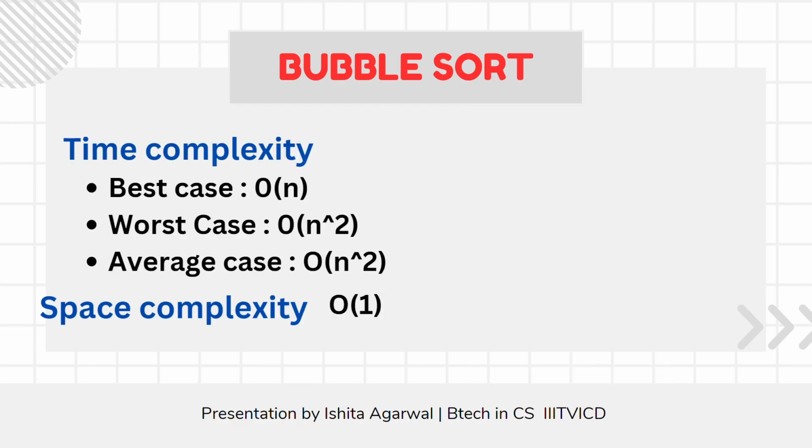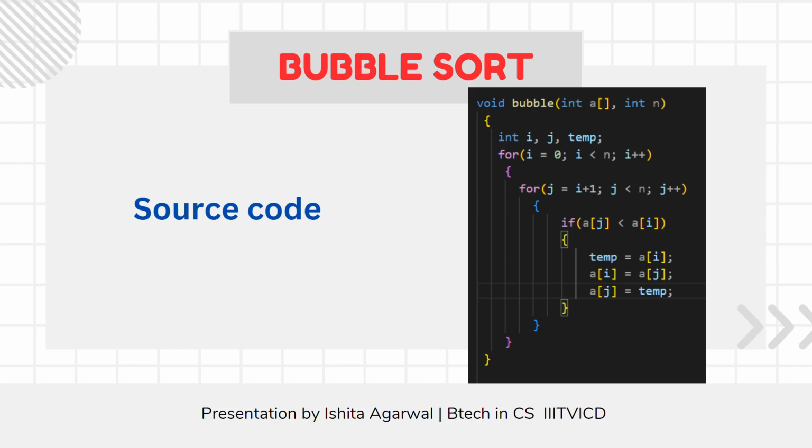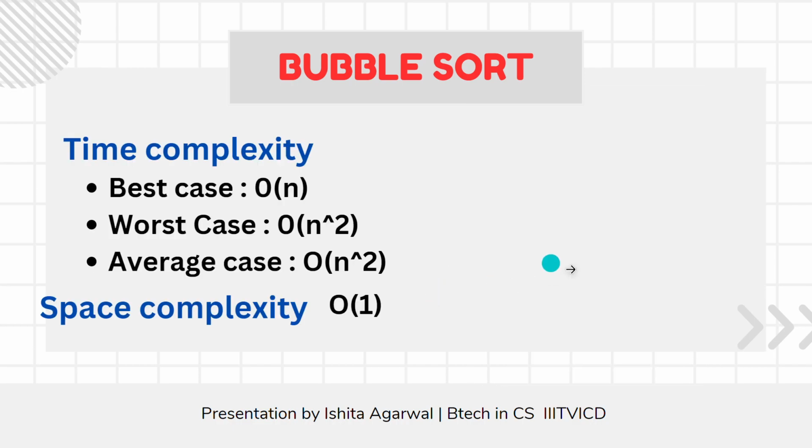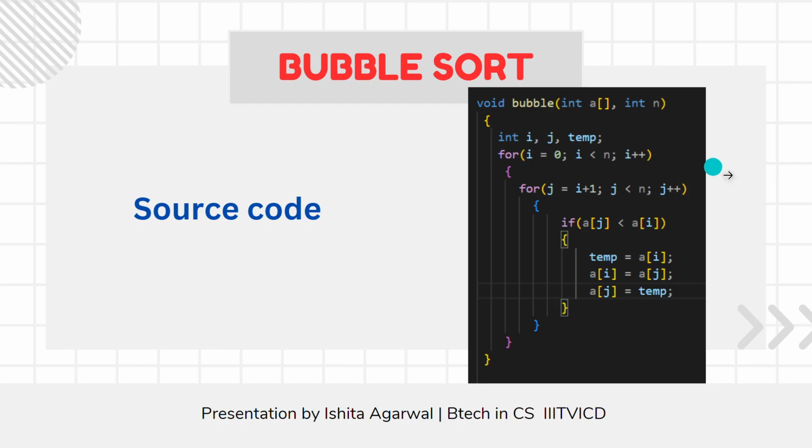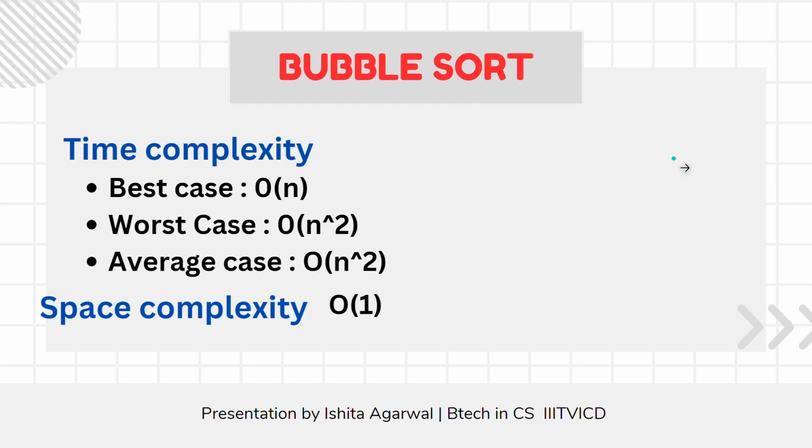Now coming to the time complexity and space complexity. In the best case, if the array is already sorted, then no swapping will be done. So this portion will not be executed, only this will work. That's why in the best case it is O(n), but in the worst case and average case it has two loops of size n, thus the worst case and average case complexity are n square.